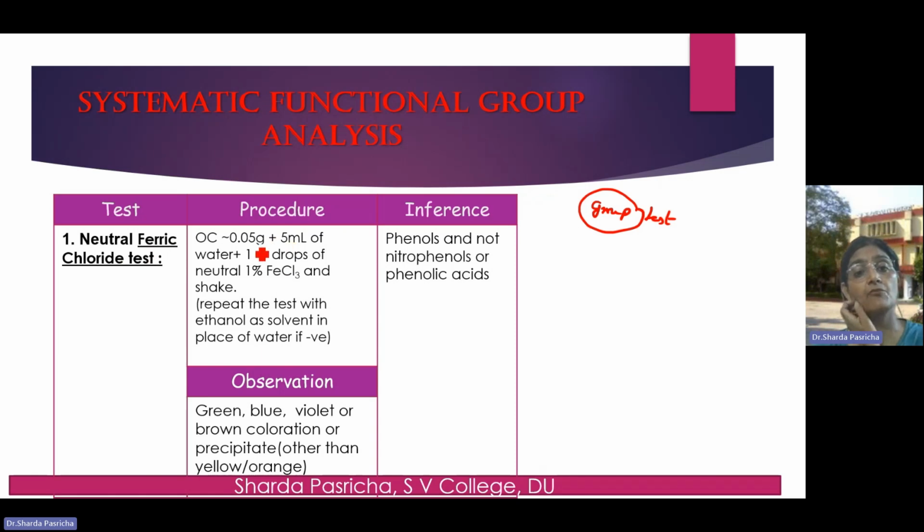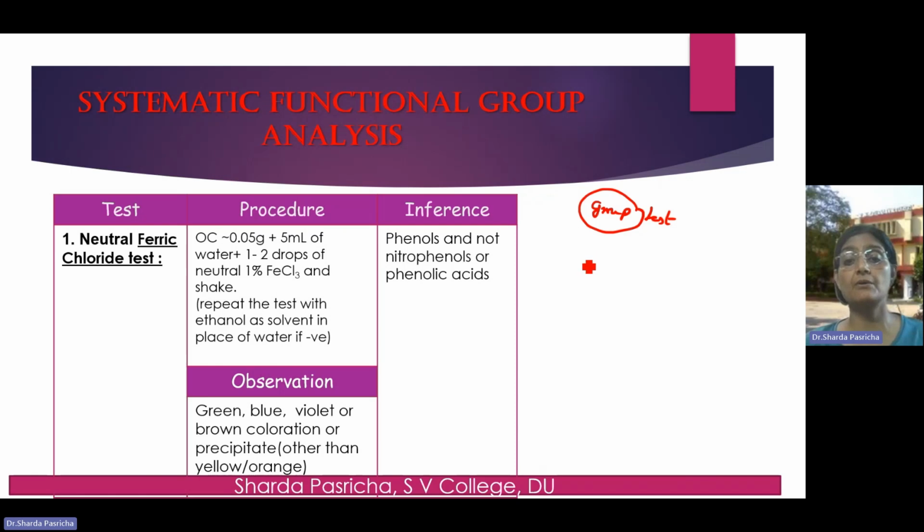You have to take about 50 milligrams of your compound and dissolve it in about 5 ml of water. If it is not soluble in water, then you have to dissolve your compound in alcohol. Then you have to add 1 to 2 drops of neutral dilute ferric chloride solution.